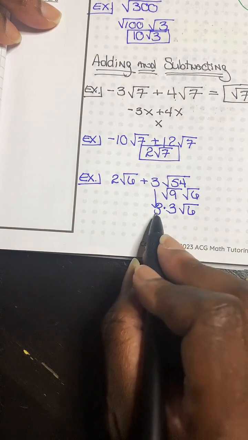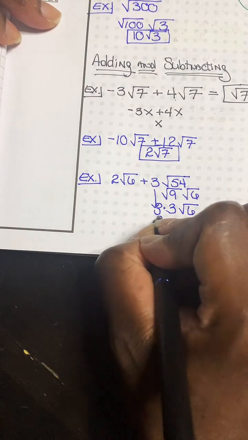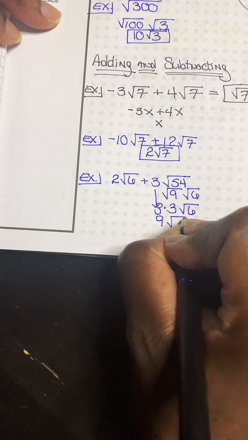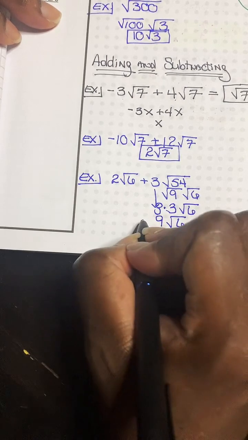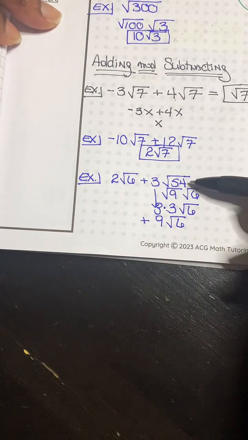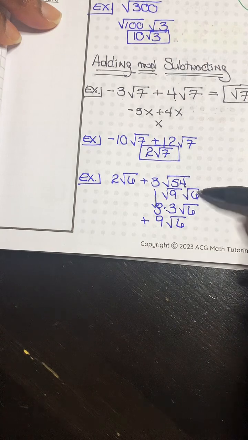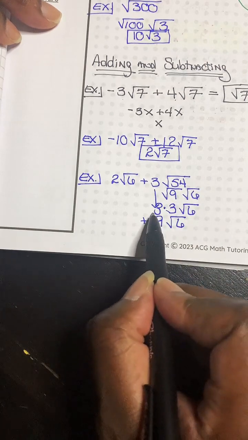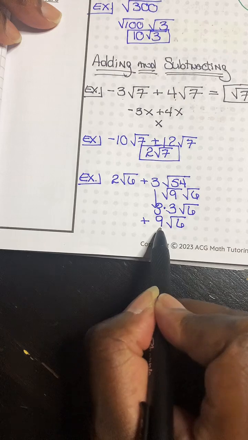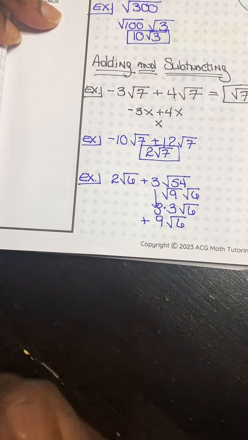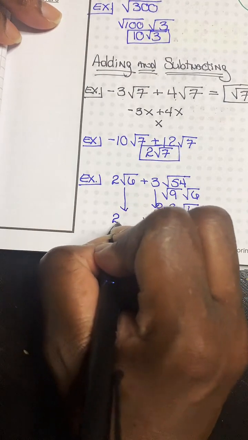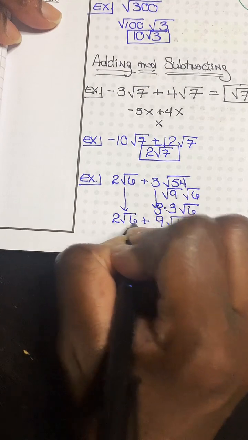So now we have 3 times 3, which gives me 9, the square root of 6. So we are able to break down this 3 times the square root of 54 to 3 times 3. This 3 came from the square root of 9. This square root of 6 just came down. Then when we multiply the 3 and the 3, we got this 9 with the square root of 6. Now, over here, I'm just going to bring it on down. What do you notice?